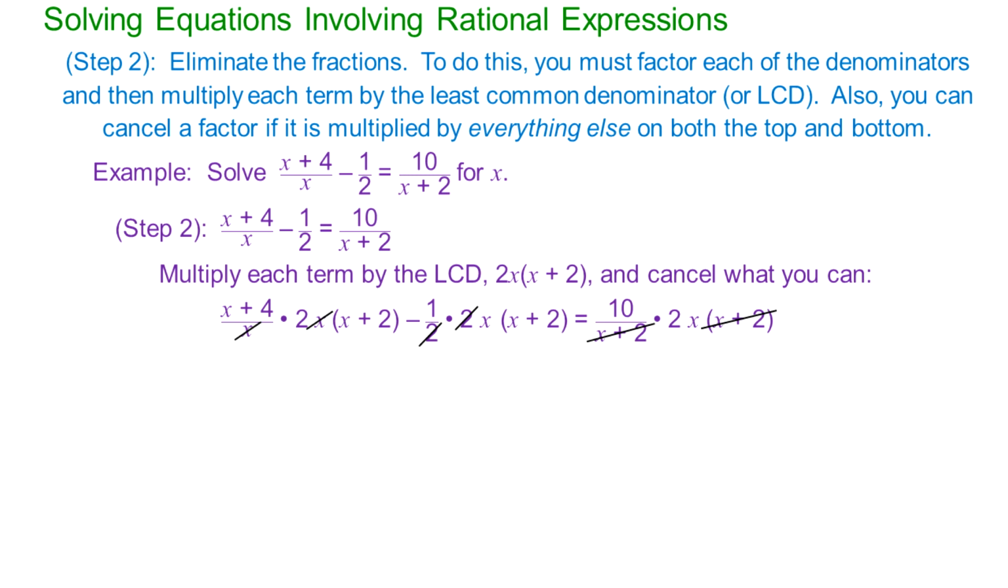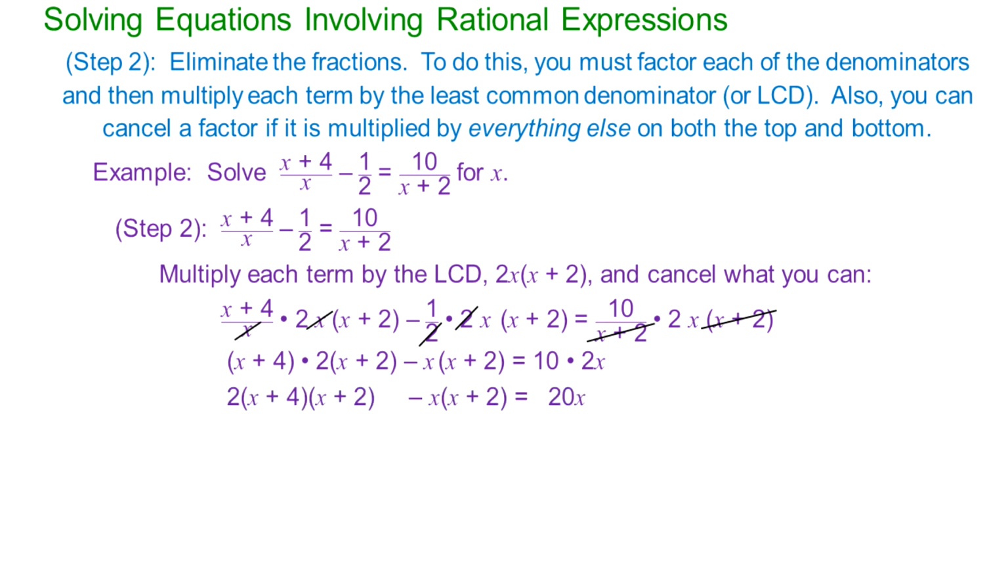If you thought that the least common denominator was only x plus 2, note that you would not be able to cancel anything in the first or second part of the equation because neither the x nor the 2 would be multiplied by everything else on the top and bottom. After I have canceled everything that I can, that leaves me with the equation you see here. I can make that look a little nicer by writing the equation you see here.